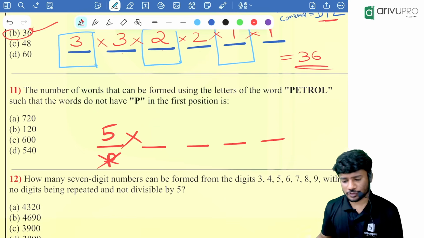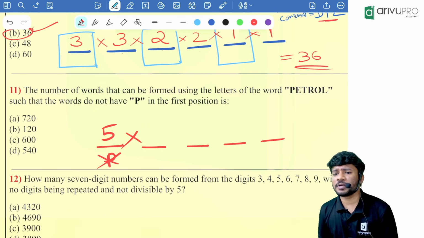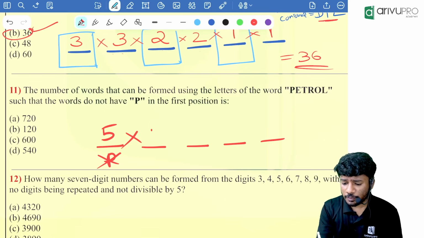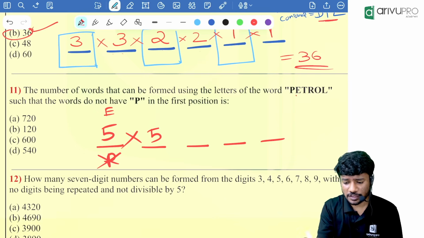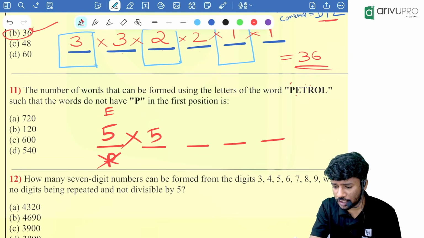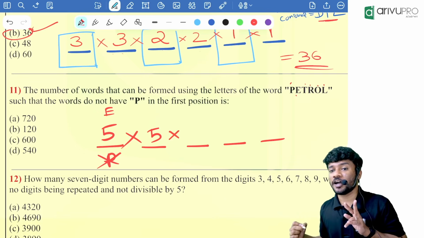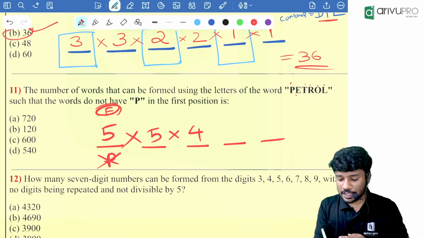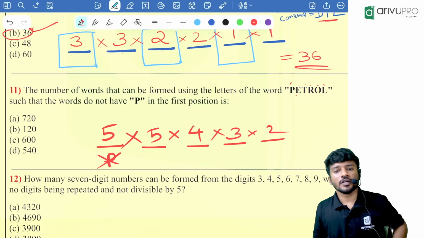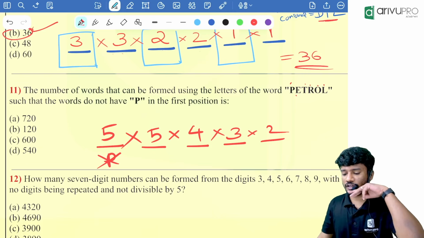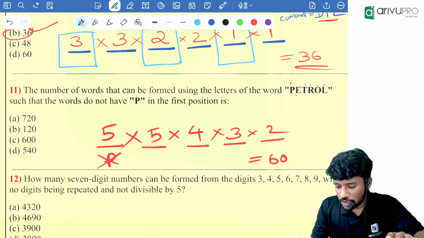Now people, into. In the second place, can P sit? Yes. So how many people are remaining now? 5 are remaining. Why? Because for example, I am telling E started. E was sitting in the first place. Then how many are remaining? P is there, T is there, R is there, O is there, L is there. That means 5 are remaining. 2 people already sat. How many are remaining? 4. Then 3 people already sat. How many are remaining? 3. Then finally 2. The answer is how much now? 5 into 5 into 4 into 3 into 2. How much is the answer? 600.